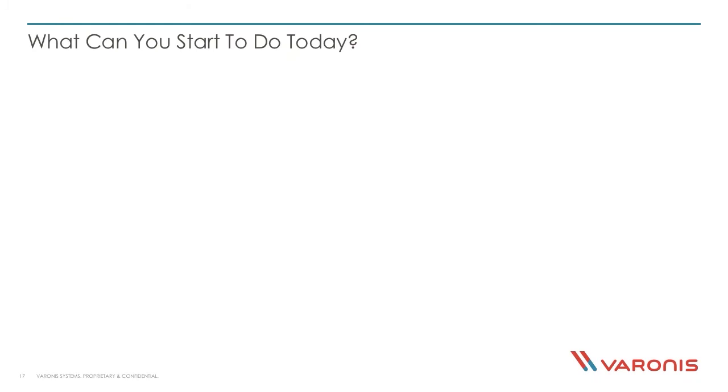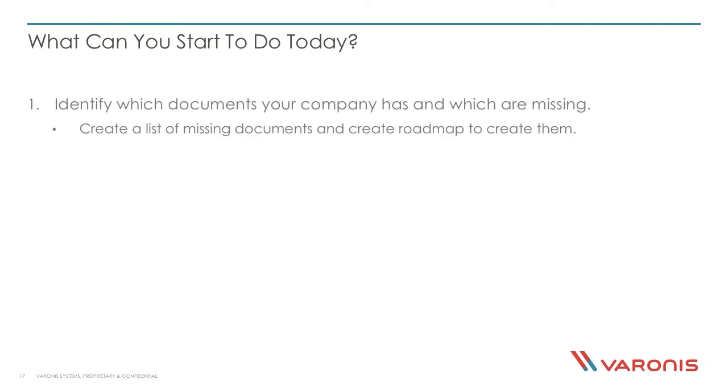Alright, so before leaving this course, I want to give you a list of things you can start to do right now, after closing this tab. First, you can start to identify and write down which documents your company has. With this list, you can then create a list of which documents are missing and create a roadmap saying which documents will be created first.